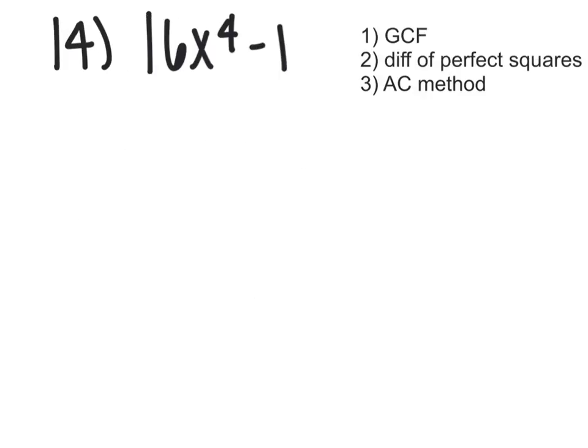And our last problem for the day, 16x to the 4th minus 1. So we're going to look for a GCF. Well, 16 and 1 are not both divisible by something, so there is no GCF. Difference of perfect squares, so difference, subtraction, that's there. Perfect squares, 16x to the 4th is a perfect square, 1 is a perfect square, so sweet, this is a difference of perfect squares. 16x to the 4th is, 16 is 4 times 4, x to the 4th is x squared times x squared. And then 1 is 1 times 1.